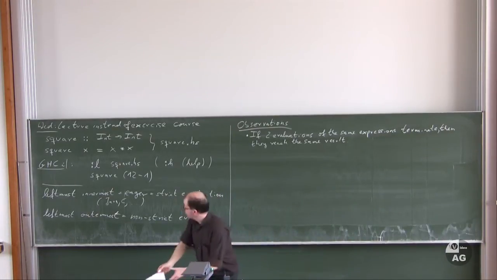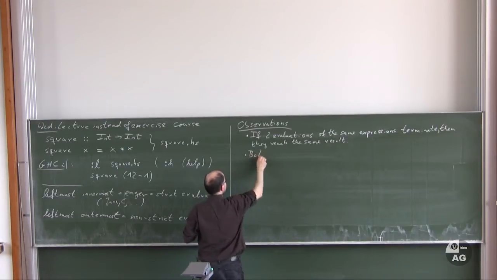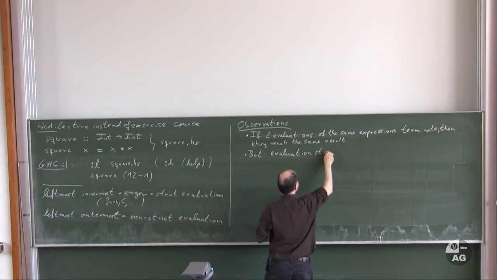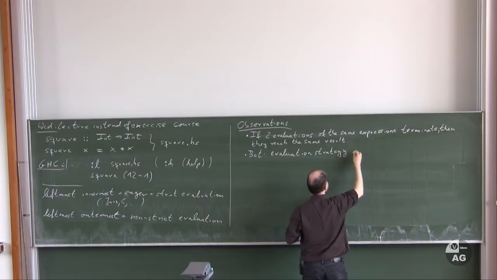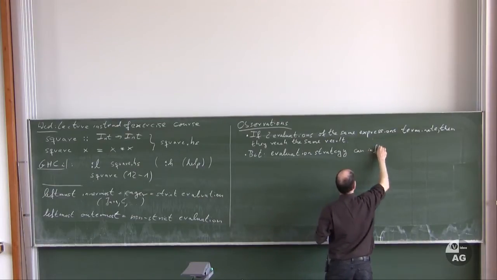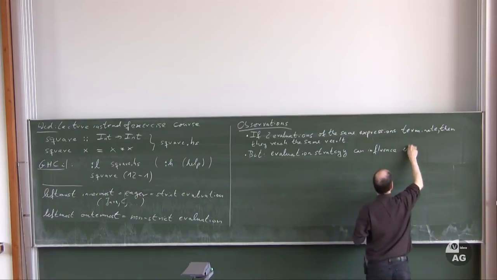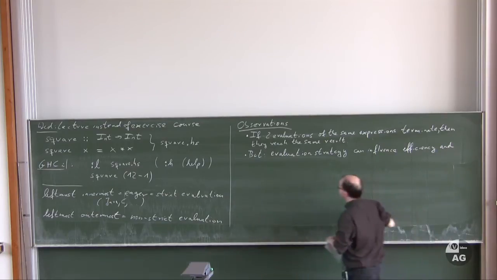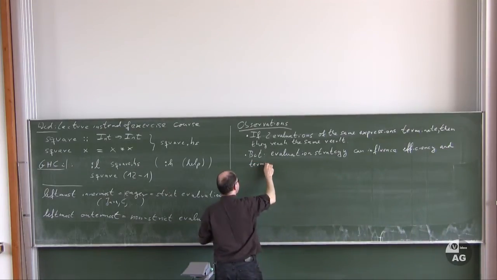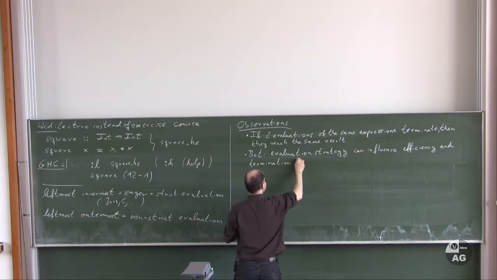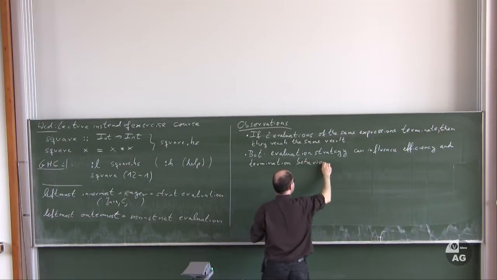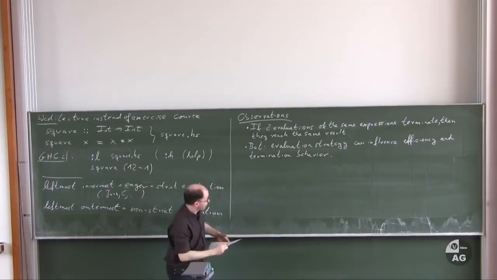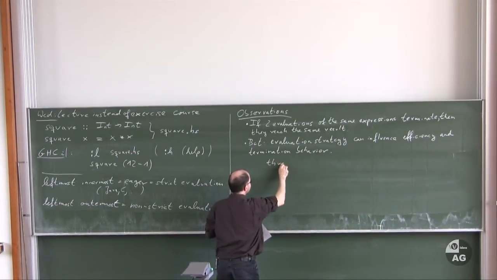So the evaluation strategy can influence the efficiency and the termination behavior. And to make that clear, let's look at an example. So suppose we have the following two functions in Haskell.